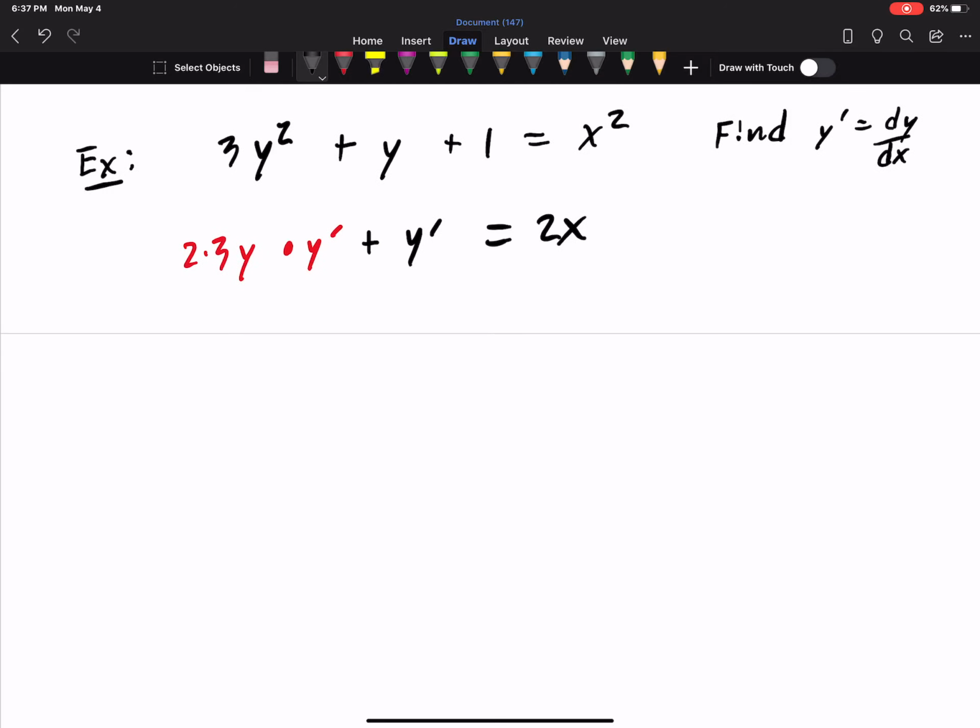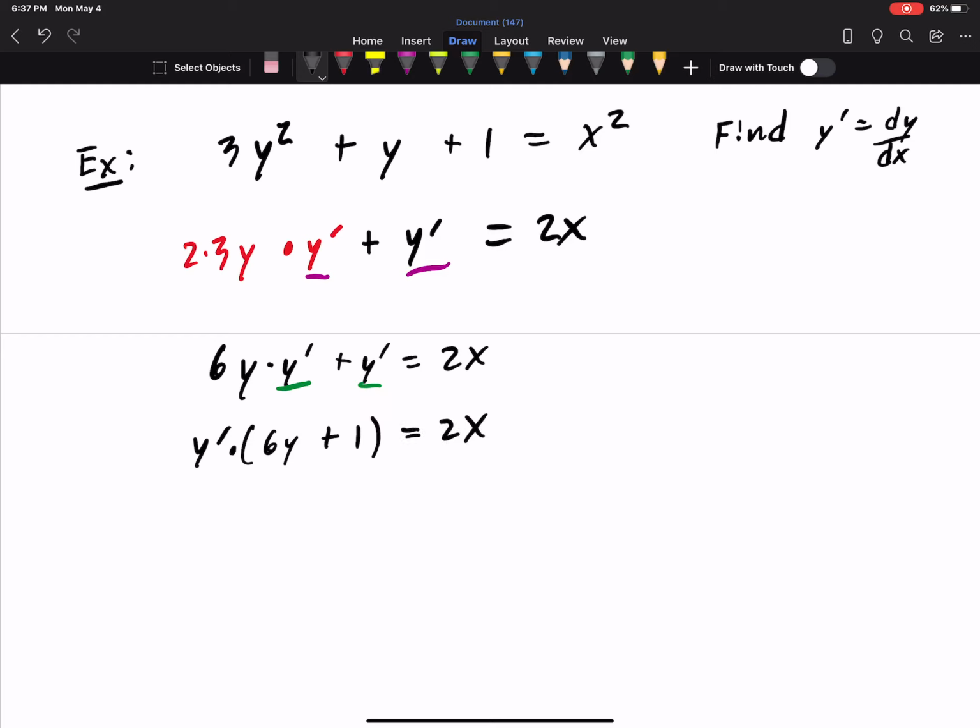Okay, so notice that I have a y prime here and a y prime here. And I have some stuff being multiplied in front of the first y prime. So what I want to do here is factor out my y primes and then divide over everything else. So we have, let me simplify this first. 6y times y prime plus y prime is equal to 2x. Now I can factor some stuff out. Factor out this y prime. So this gives me y prime times the quantity 6y plus 1. And this is equal to 2x.